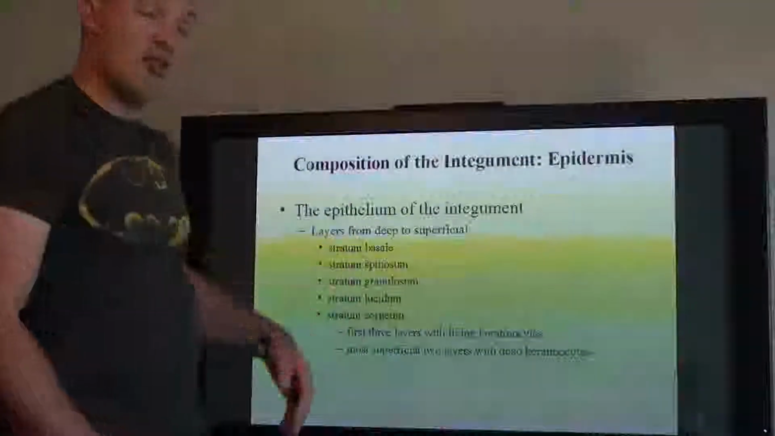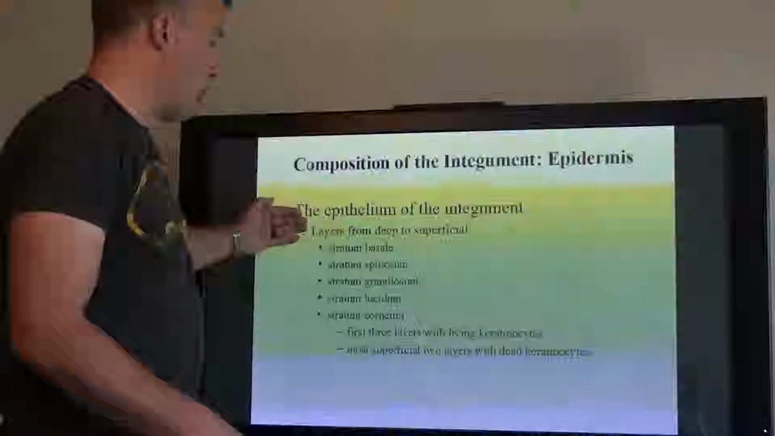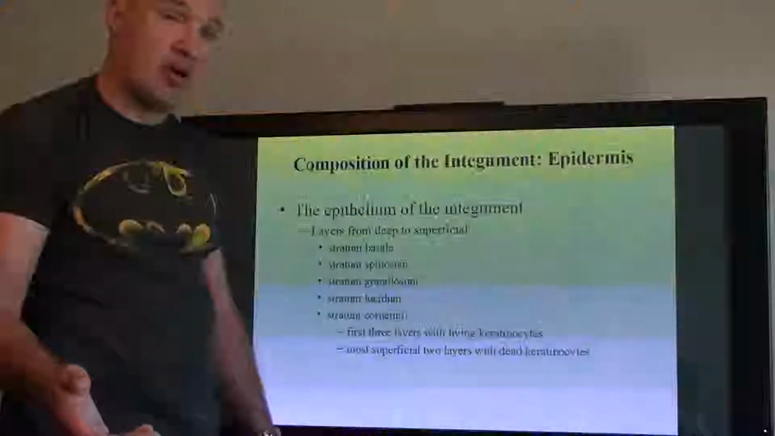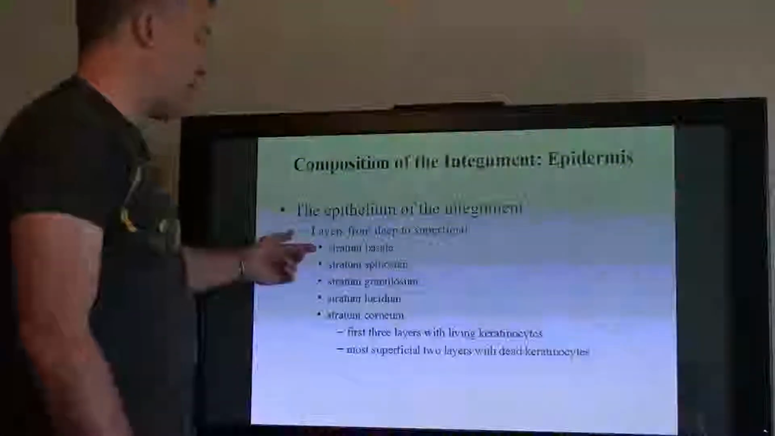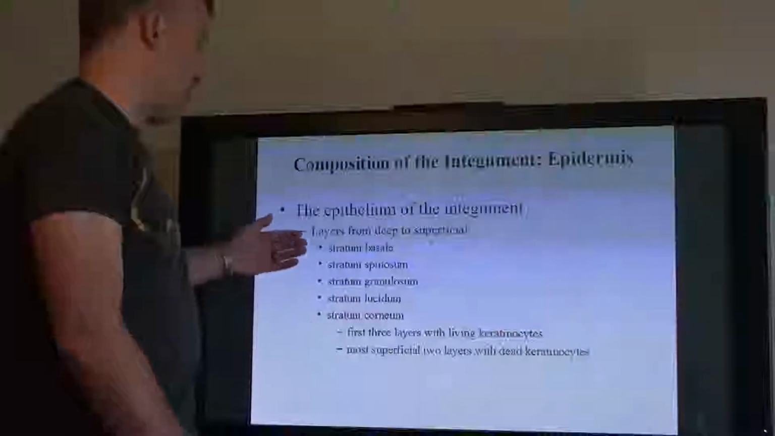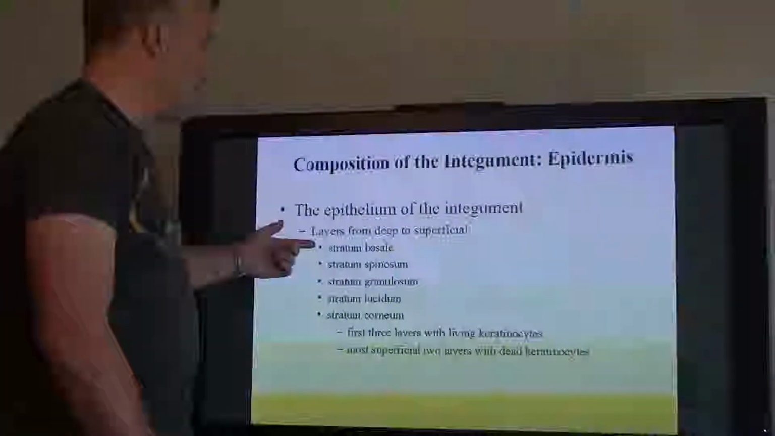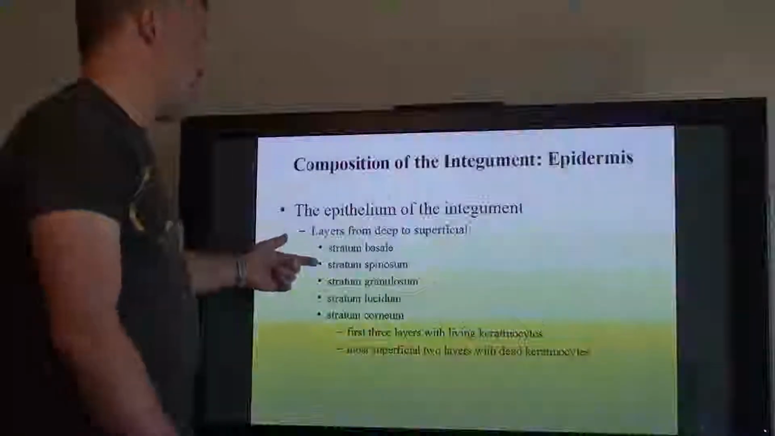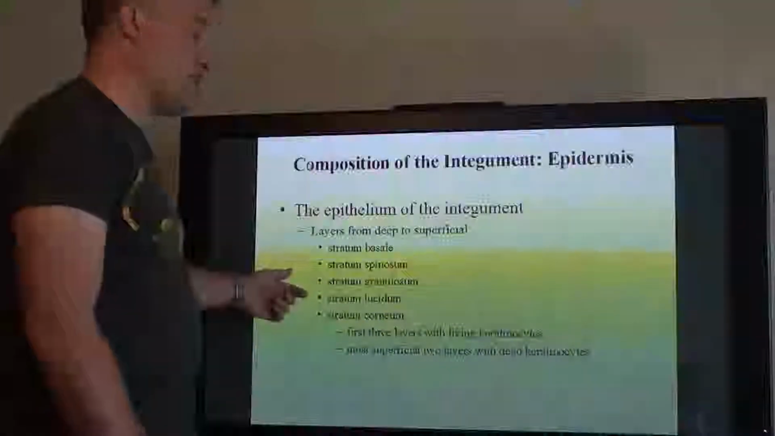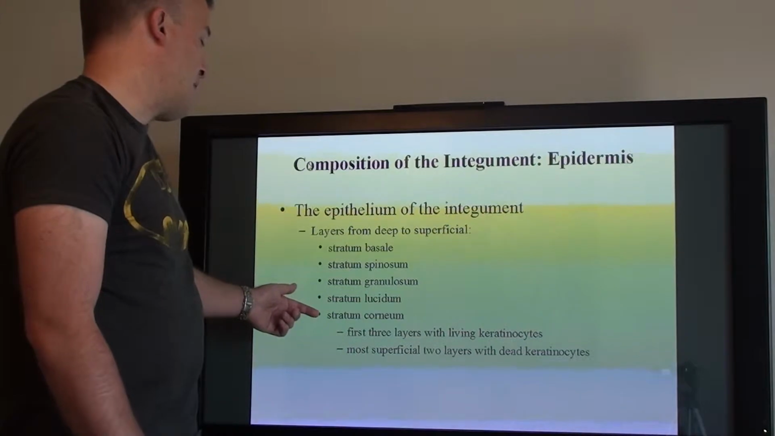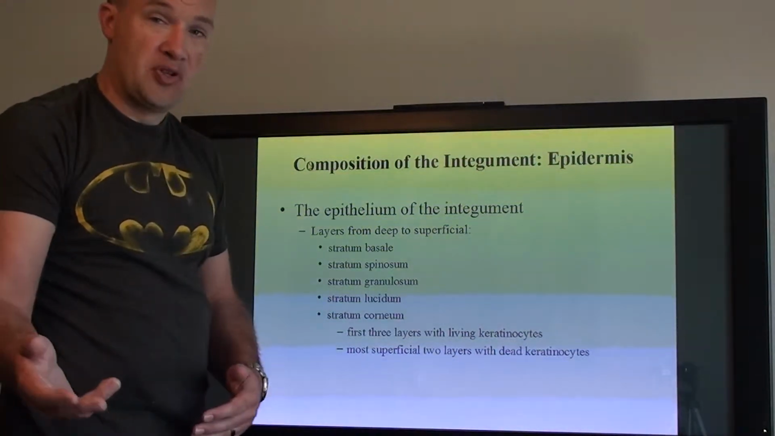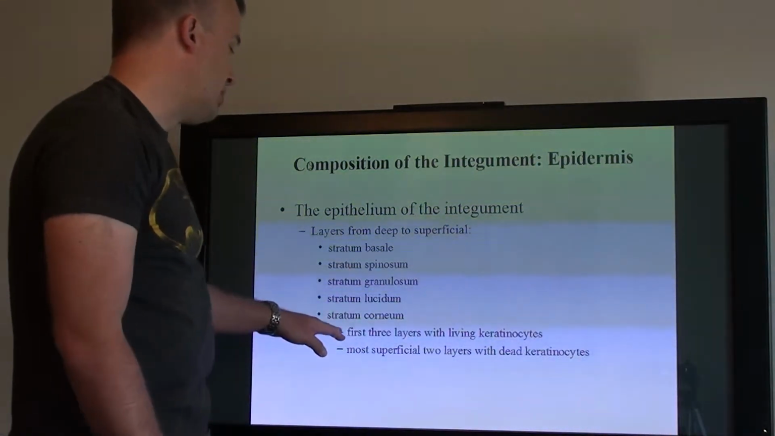Alright, here are these layers. Realize that this table is going from deep to superficial, and that's how we're going to talk about it. The deepest layer is stratum basale. We're going to talk about these names, what they mean, where the names come from. The deepest layer, stratum basale, then stratum spinosum, stratum granulosum, stratum lucidum, and finally the stratum corneum is the most superficial layer in this table.